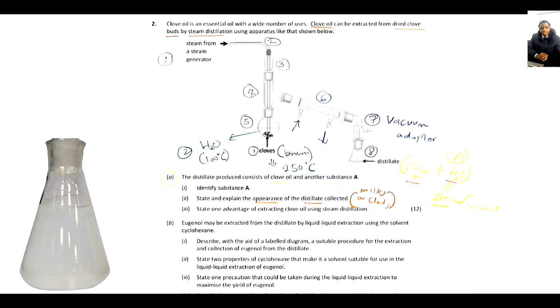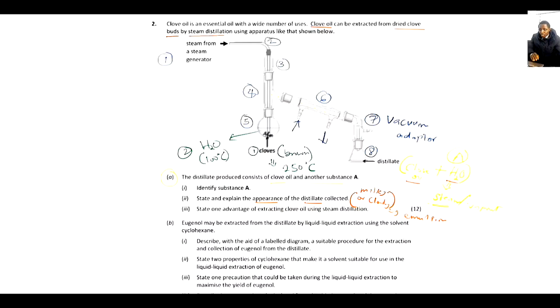And this cloudy appearance can be called an emulsion. It forms an emulsion because it is cloudy. We call it an emulsion. So it has a cloudy or milky appearance, which looks like an emulsion. So that's the appearance of the distillate. I will show you the picture on the screen as well.